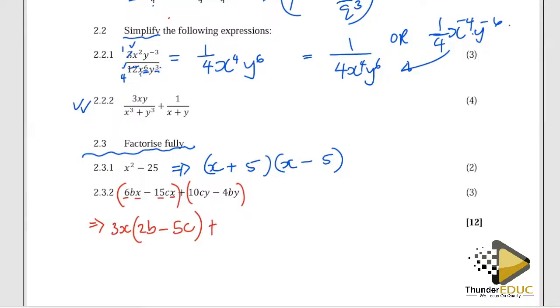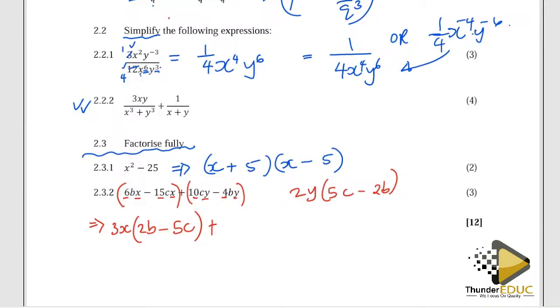Then plus, when I look at this, what is common is going to be a 2 and a 2 there, but we also have a y. But now what I'm noticing is that if I take out, let's say, a 2y, I'll be left with a 5c minus a 2b, which is kind of different from my first bracket when it comes to the sign orientation.